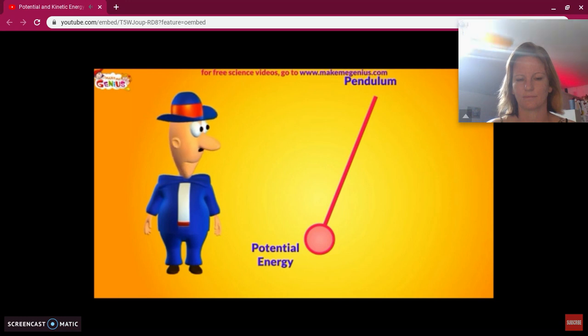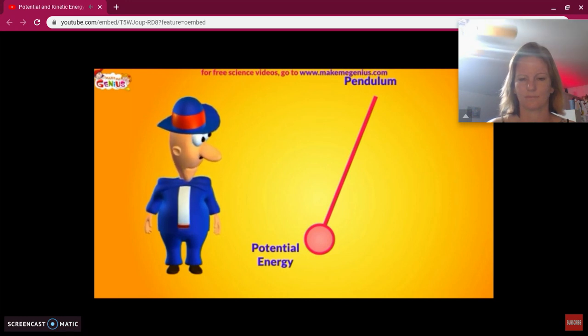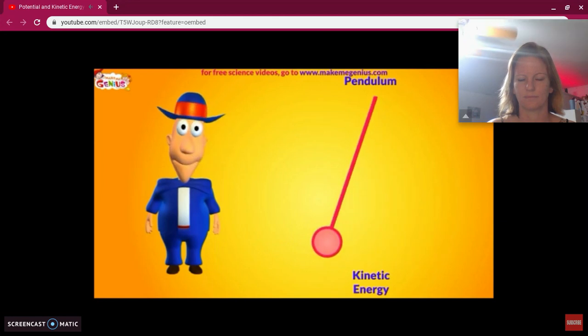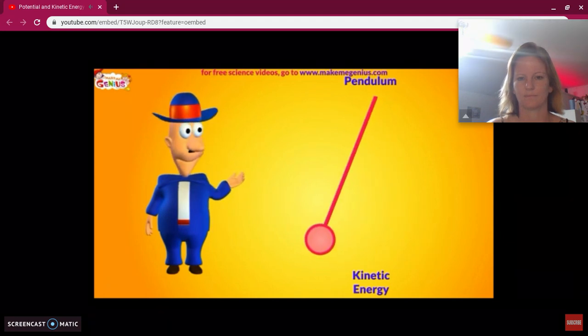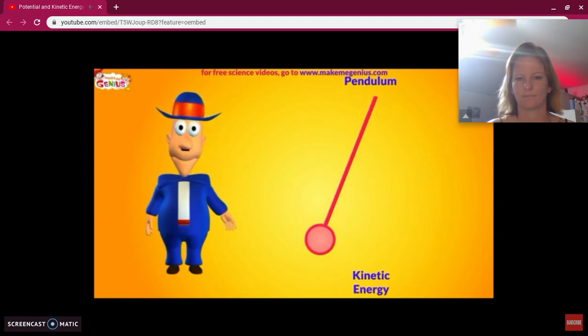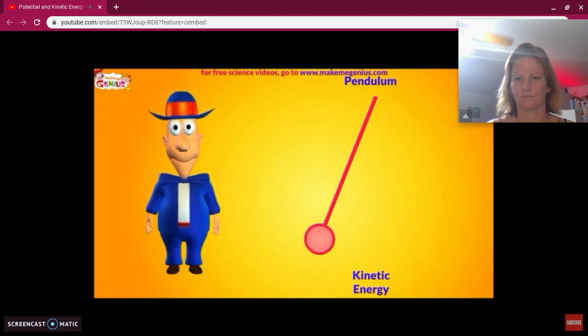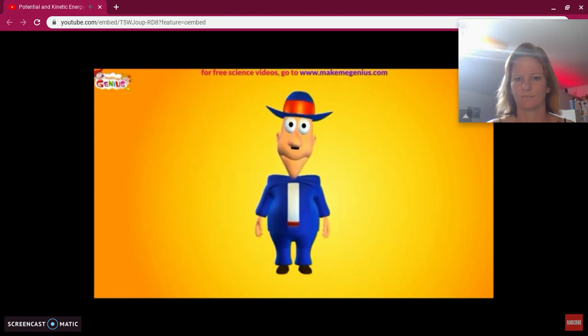If you hold the pendulum on one side, it has potential energy. But as you release it, the potential energy gets converted to kinetic energy. So stored energy and motion energy. It is stored energy and motion energy. So now you understand energy. Good then, keep dancing.